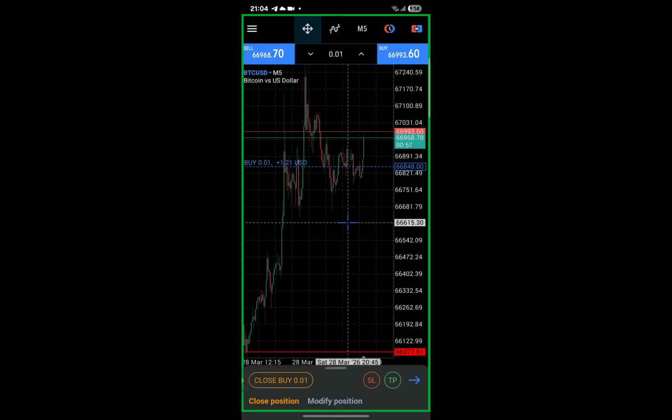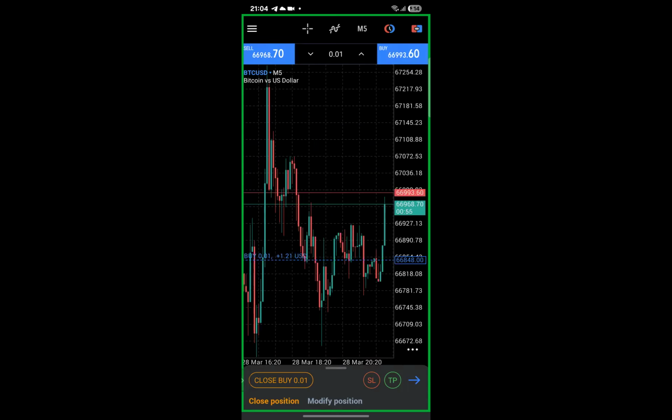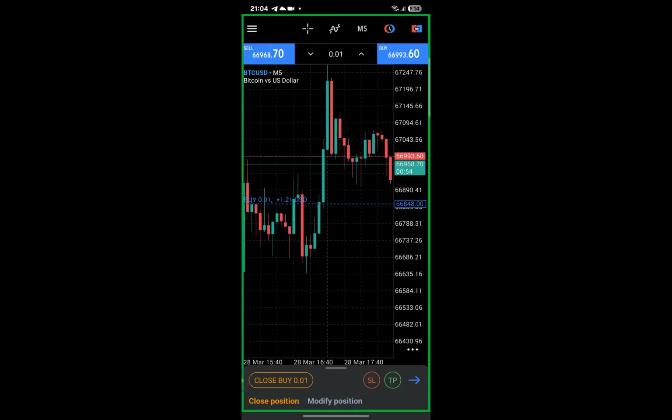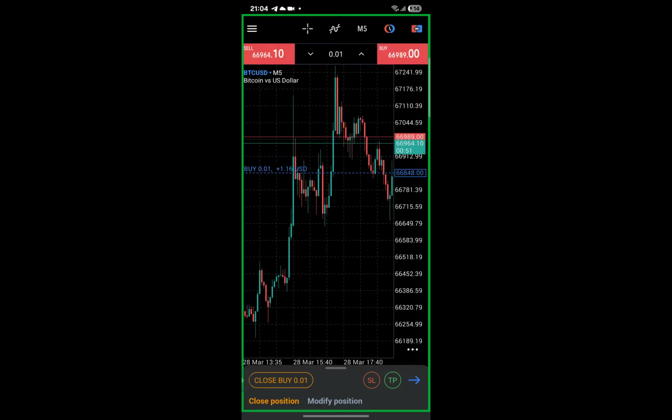If you look at the charts here, you see that it went up here. It went up from this point to this point. Then it came down here. Then it went up here. Then it came down here. That's how the market moves.